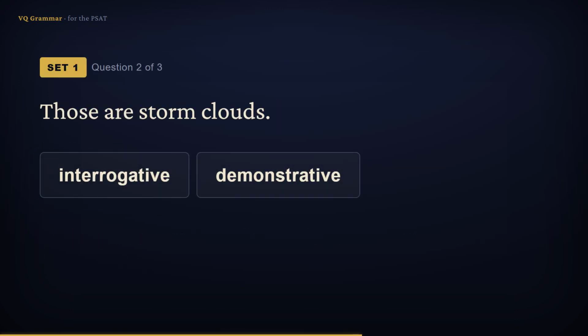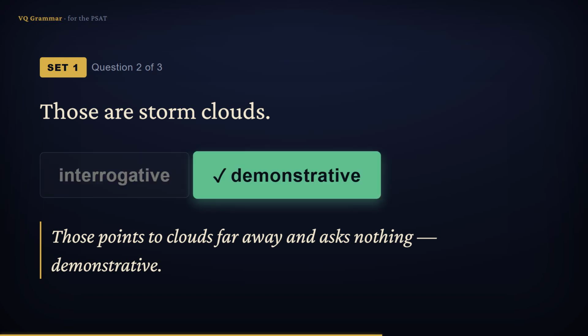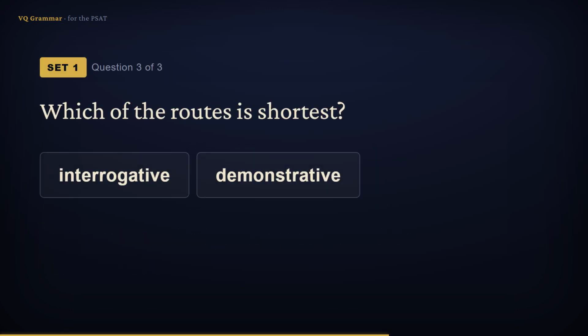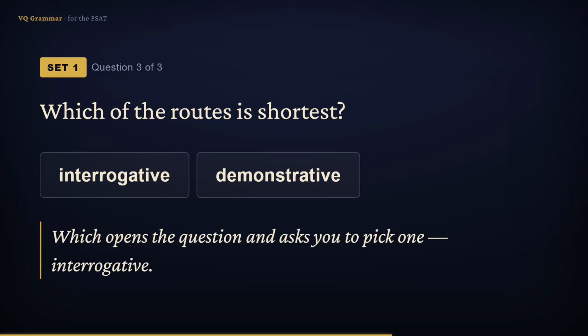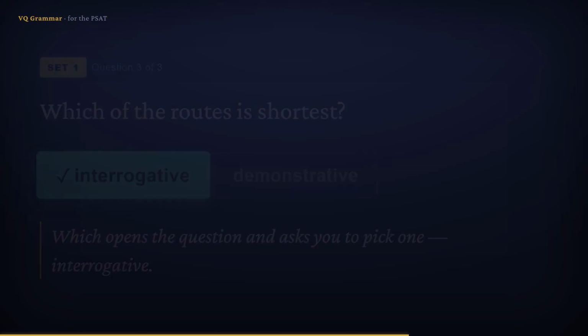Those are storm clouds. The word those isn't asking anything. It's pointing to the clouds far off in the sky, and there are several of them. Pointing means demonstrative, so the answer is demonstrative. Which of the routes is shortest? The word which opens the question and asks you to pick one route out of the group. It's asking, not pointing, so the answer is interrogative.